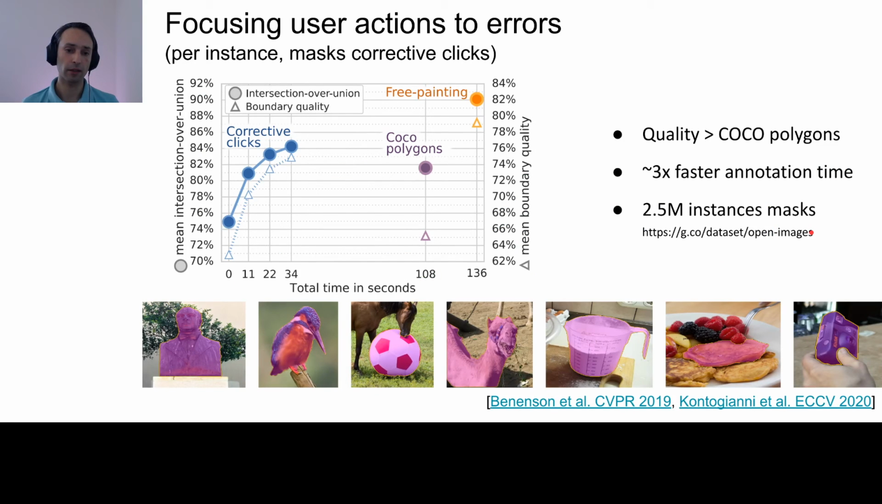And this has been shown to be quite effective. You get high quality models, as if you only did COCO polygons, while using about a third of the time for these instance mask annotation tasks. So here at the bottom, you see some examples of how the annotated masks look when things have gone well. And these are the results of the box plus the clicks. And we did annotate about 2.5 million instance masks over 300 categories this way.